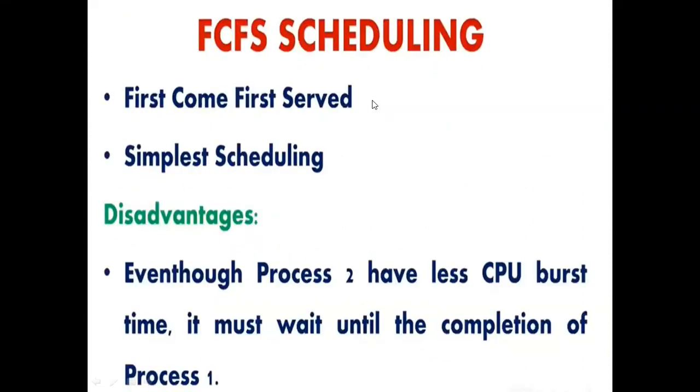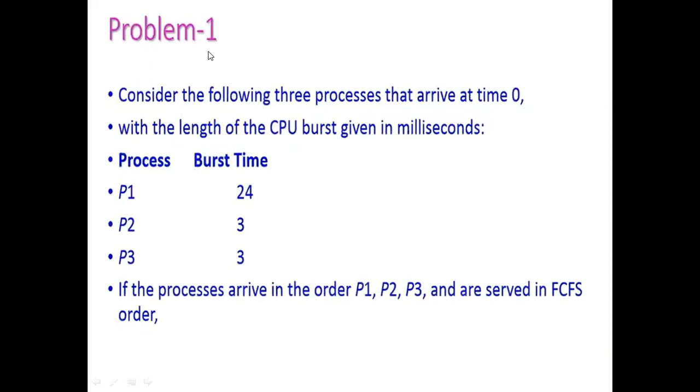So first come first served is the simplest algorithm. The disadvantage is that if you have two processes, process 1 and process 2, even if process 2 has a very short CPU burst time, it has to wait until the completion of process 1. So starvation occurs, which makes for poor performance. This is the disadvantage of the FCFS scheduling algorithm. Let's see problem 1.